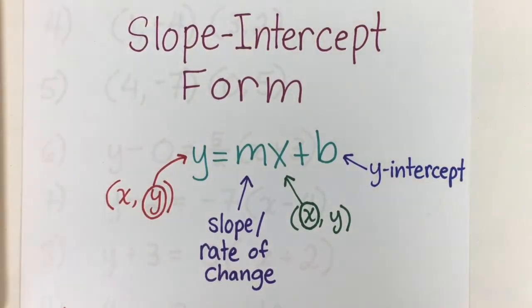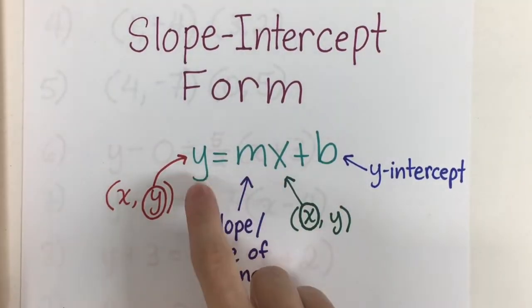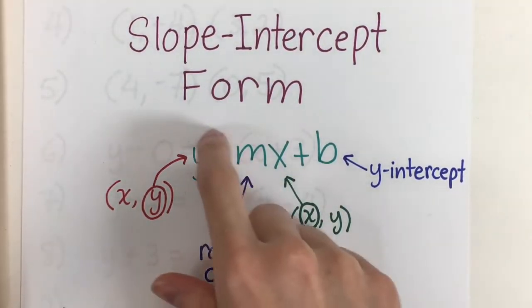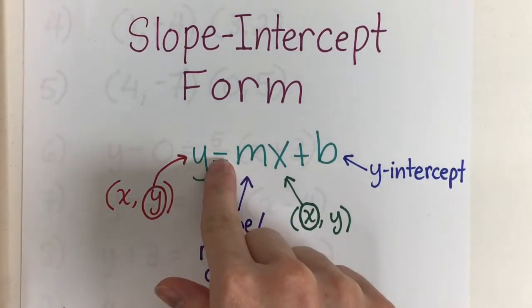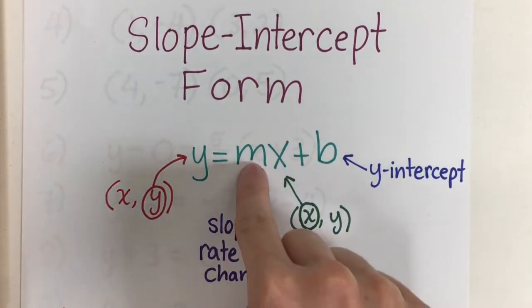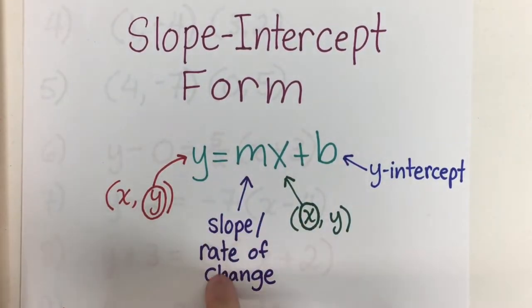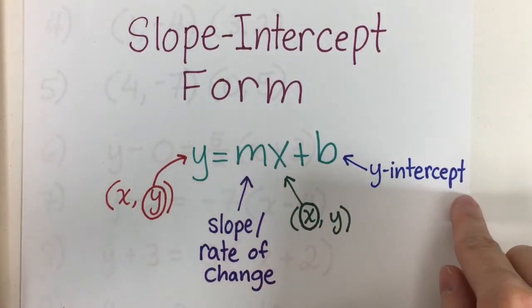Hello, today I'm going to talk about slope-intercept form. Slope-intercept form is this equation. This is when you have the y alone, la y sola, in the front, en el frente. So it's y equals mx plus b. Okay? The m is actually the slope or the rate of change, and the b is the y-intercept.